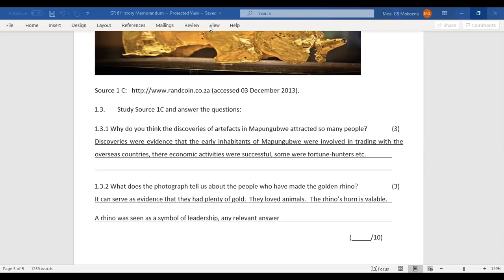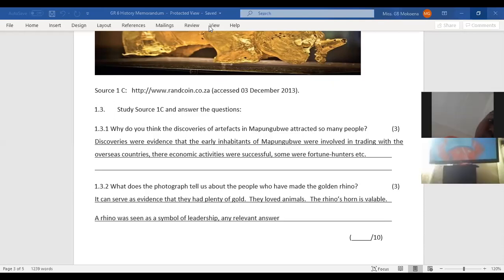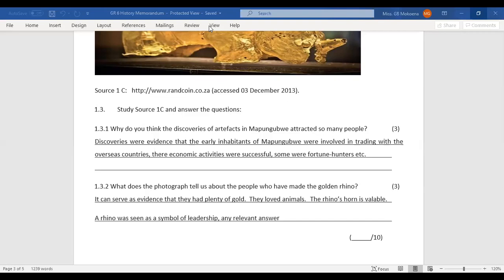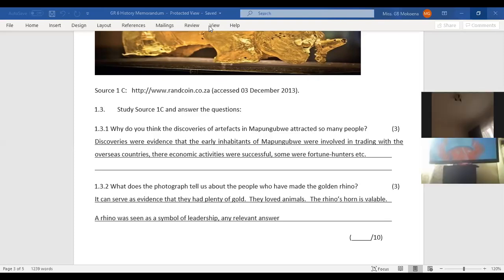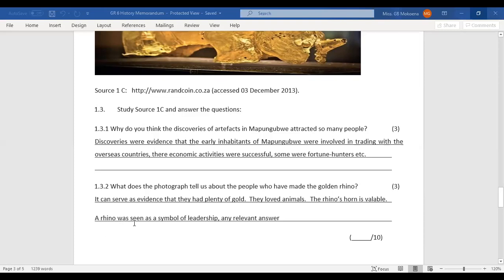Okay, so it can also tell us that there was plenty of gold, and that people also loved animals. The rhino horn is valuable, and the rhino was seen as a symbol of leadership. And then the other relevant answers that you guys have given.